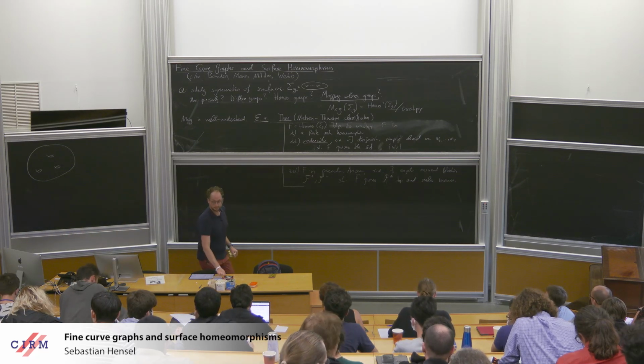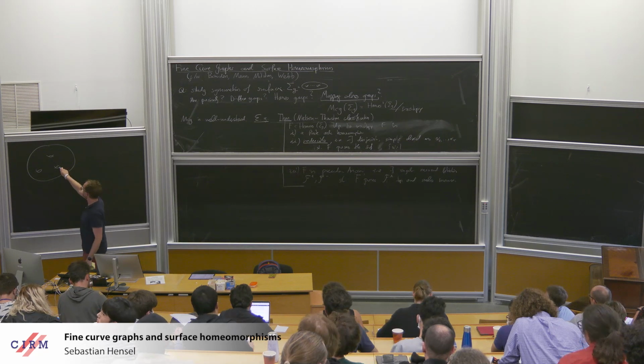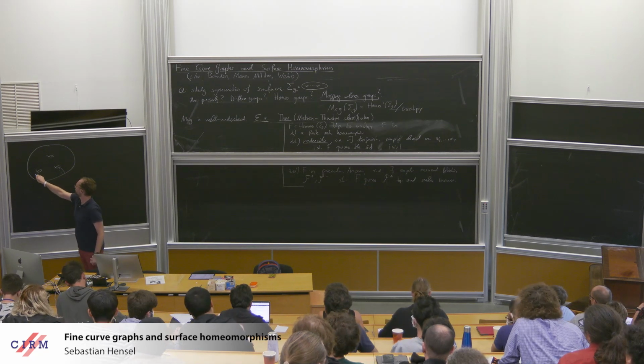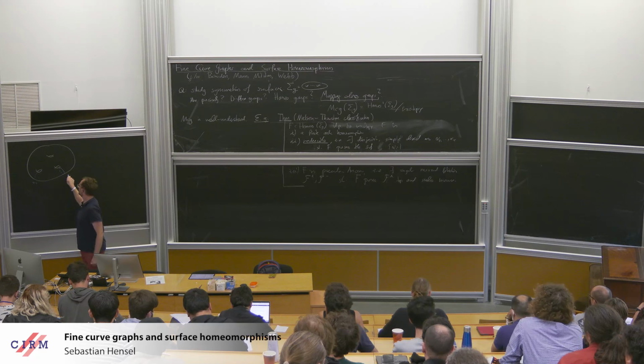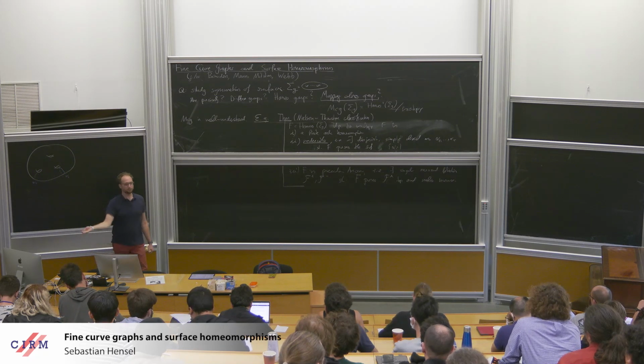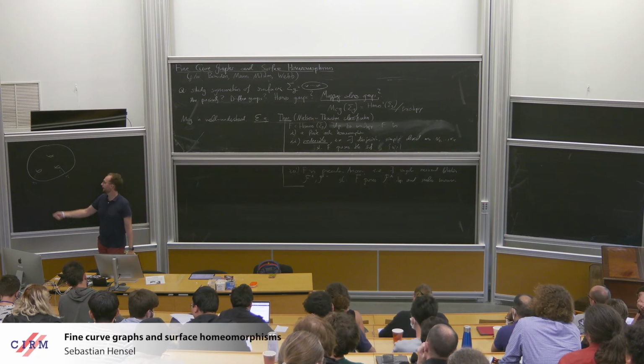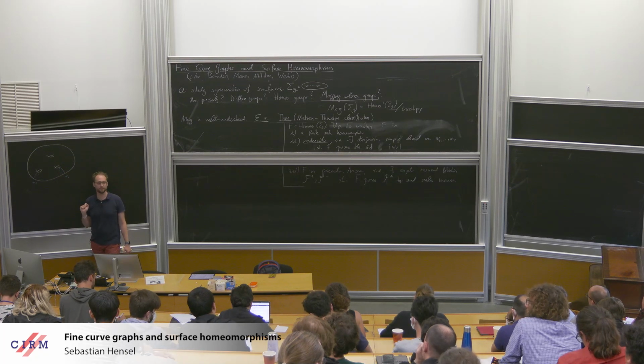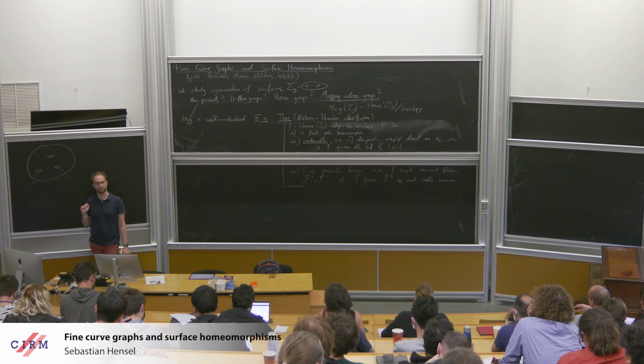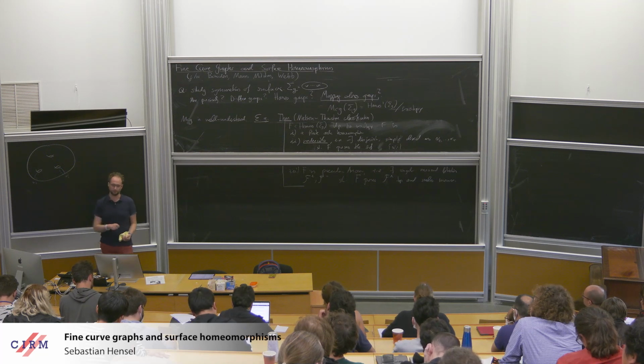What's the second case? What's the reducible case? Well, in the reducible case, what you could do is you could take your favorite 2 curves, don't do anything to those curves, and just act on the complement of this surface, right? And that gives you a homeomorphism of the whole surface.